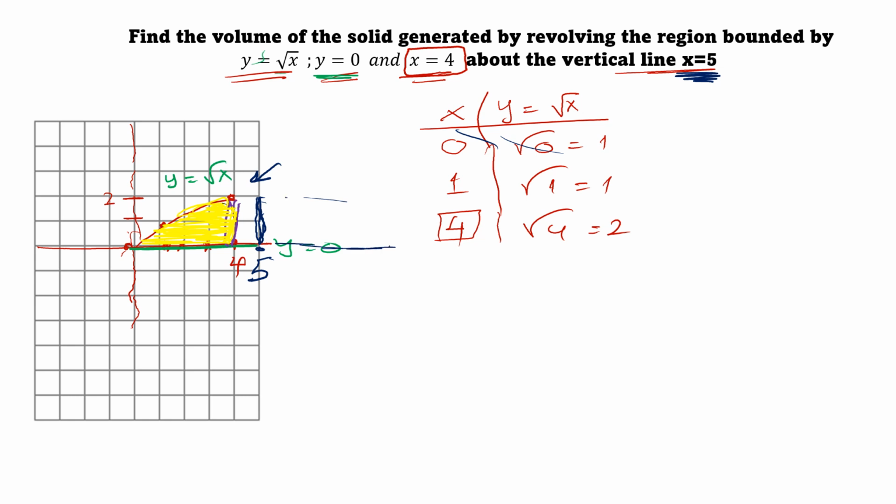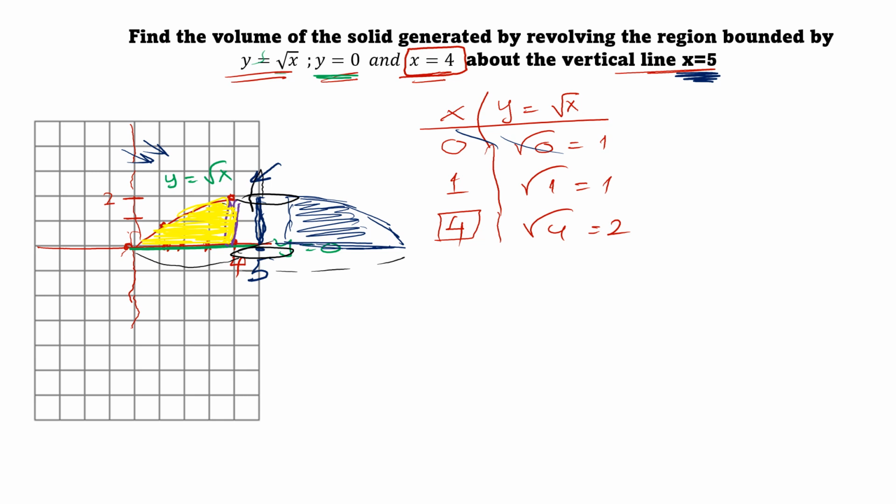Just as an imaginary thing, this could be the new graph which it would look like. But right now my concern is not the rotation or its image. My concern is the actual graph. Now try to understand the graph and read the graph very closely. So you can see that here we can use our washer method.